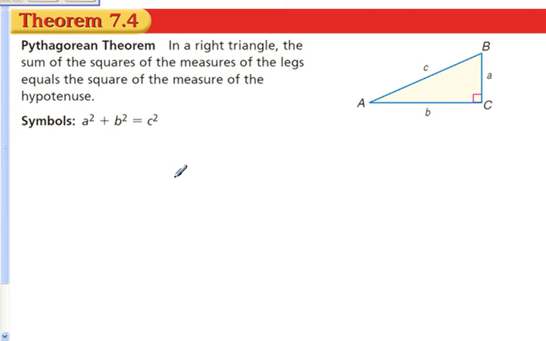Pythagorean theorem is one of the main theorems that we learn about with right triangles. It's one of the most commonly used theorems. First thing you need to understand with Pythagorean theorem are what the three sides of a right triangle are.